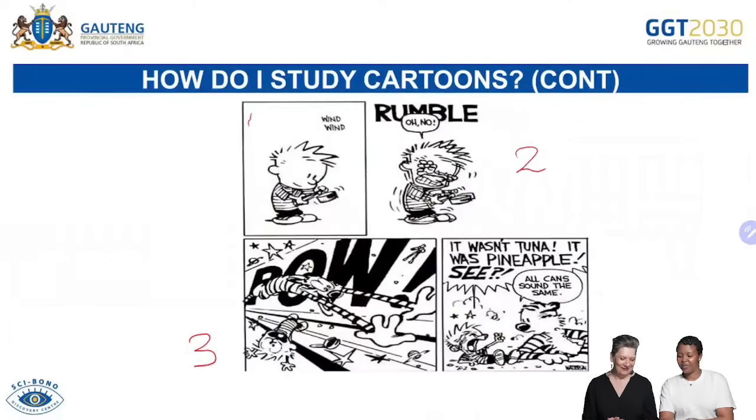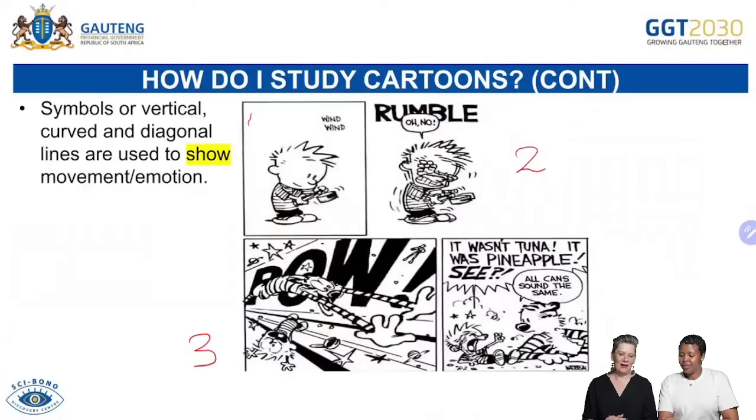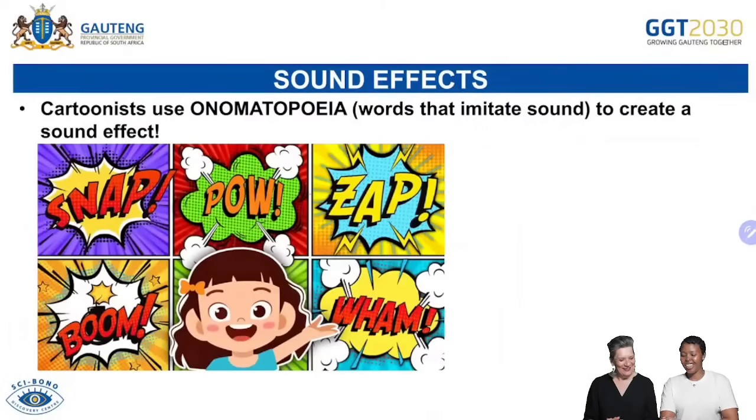Screaming, exactly. And then obviously all cans sound the same. Right. Now we look at the sound effect. We've looked at the words, the lines which show movement and the exaggeration that is there. And now we are going to be looking at the sound effect.